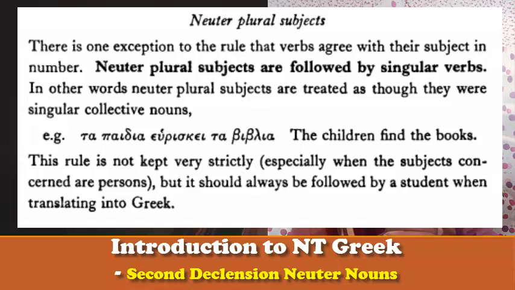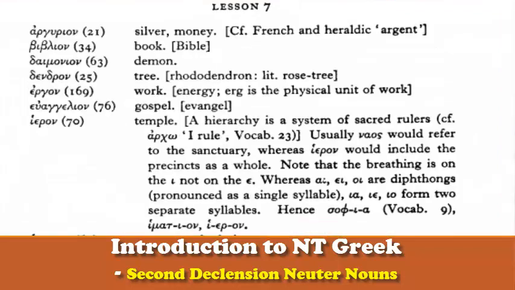Now let's go over to the vocabulary section. For lesson 7, here is the vocabulary. Argurion. Argurion means silver or money. The next, biblion. That word means book, and that is what we call Bible. Bible comes from the word biblion. So it means book.